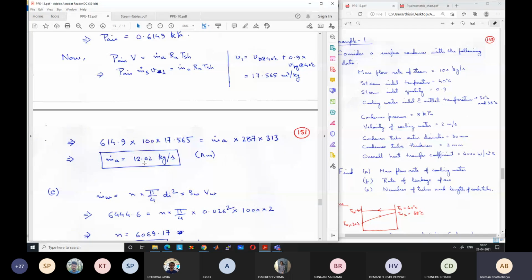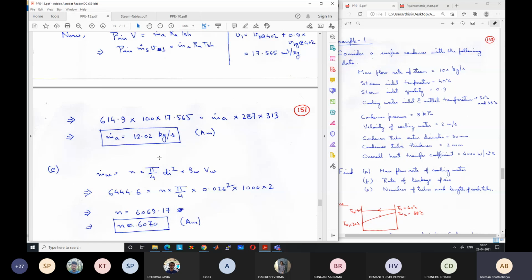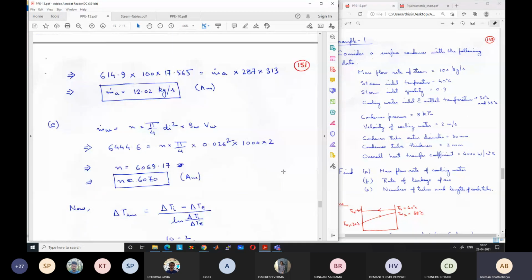So the final part is the number of tubes and length of each tube. This part we have already discussed yesterday also, and previously we have studied it for the economizer. So the mass flow rate of water is equal to number of tubes n into the mass flow rate through a single tube.